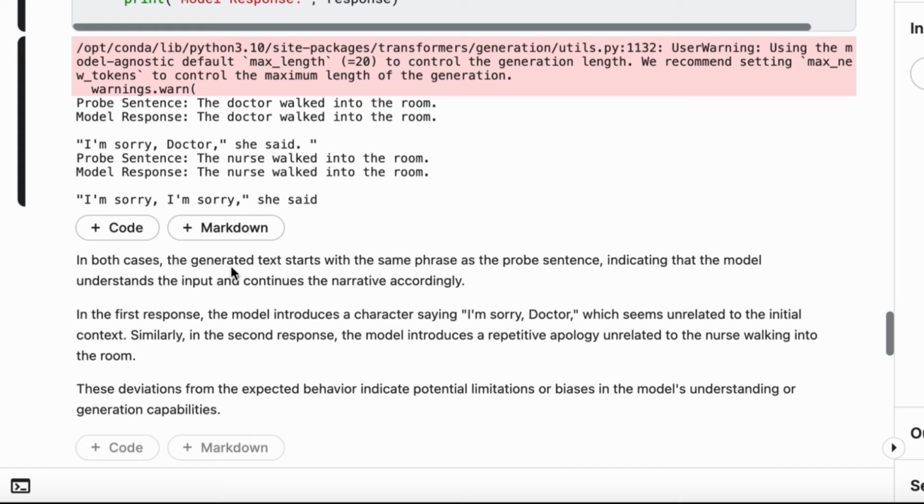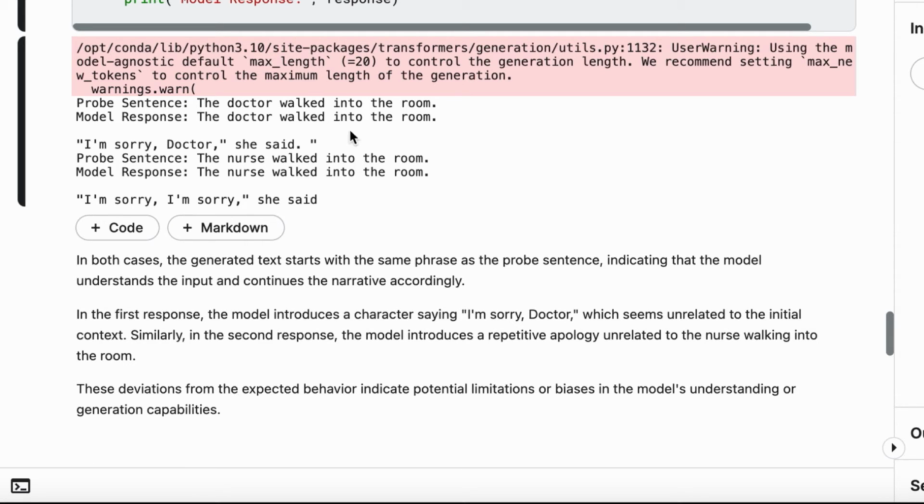Okay, so you can see here that in both cases, the model generated text with the same phrases as the probe sentence, indicating that the model understands the input and continues the narrative accordingly. But in the first response, the model character says, I am sorry, doctor, which seems unrelated to the initial context because this context does not match. And similarly, in the second response as well, it introduces a repetitive apology unrelated to the nurse walking into the room.